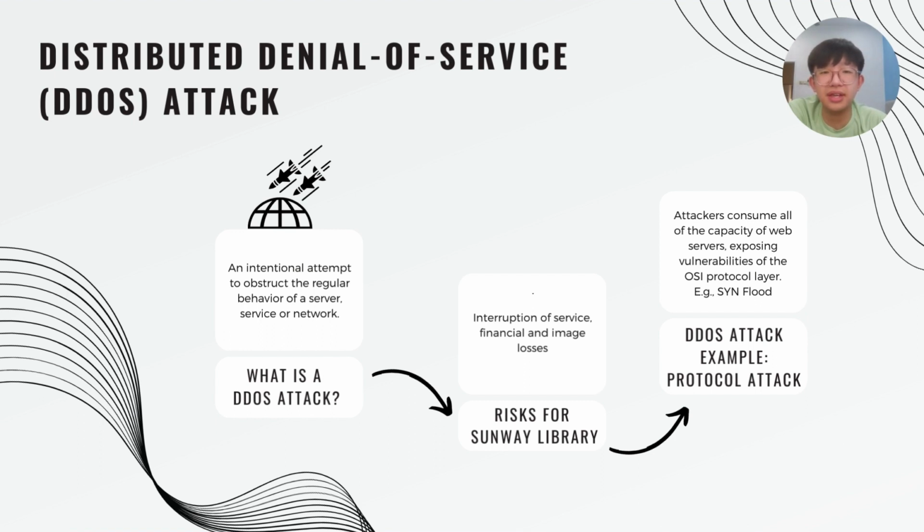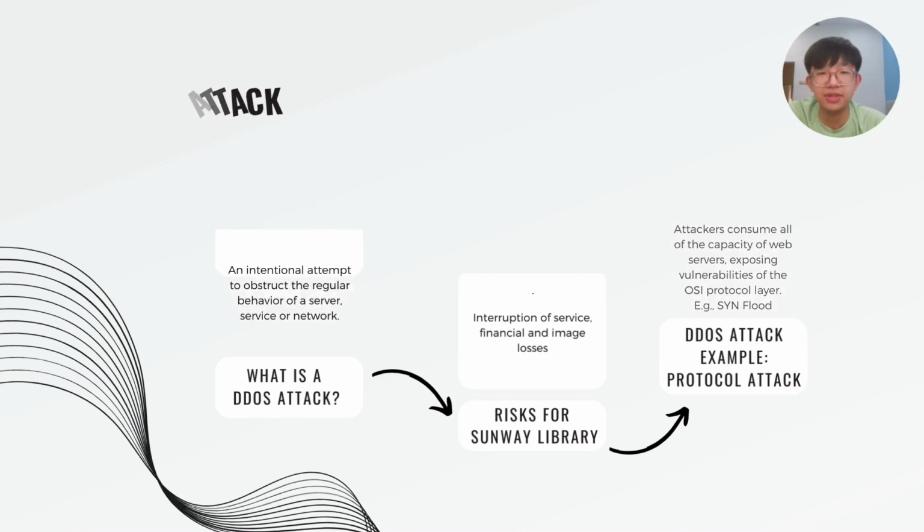A protocol attack is an attack in which attackers consume all of the capacity of web servers such as firewalls while exposing vulnerabilities in layer 3 and layer 4 of the OSI protocol. An example of a protocol attack that can be launched towards Sunway Library is a SYN flood. It occurs when the attackers send an excessive amount of TCP handshake requests with fake source IP addresses to the victim. Although the targeted servers try to respond to every connection request, the final handshake never happens, causing the target to be overwhelmed by requests, resulting in the shutdown of the server.